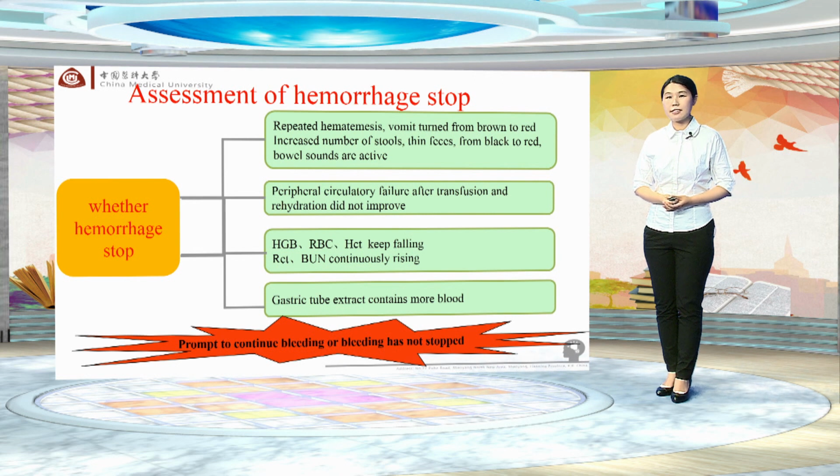Regarding laboratory tests, the patient's HB, RBC, and HCT keep falling, and RET and BUN continue rising, which prompts us that the bleeding has not stopped. At this time, we should properly consider whether the current diagnosis and treatment is correct and whether it needs to be adjusted.